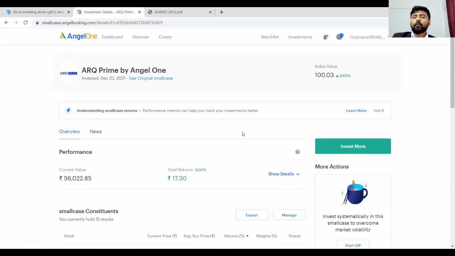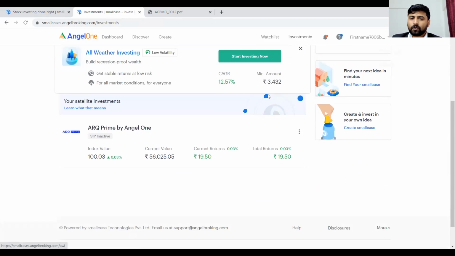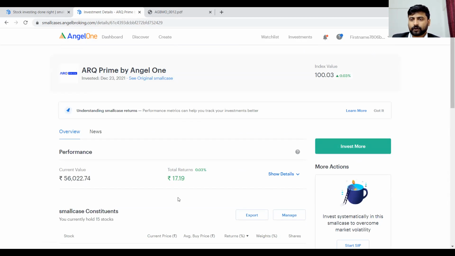Now, what if you wish to invest more in a particular smallcase after a period of time? It could be the next day after your first investment, one month, two months, six months, any day you wish to invest more in the smallcase of your choice. What you have to do is very simple. You have to log in. You have to first come to smallcases.angelbroking.com. You have to click on investments, scroll down and click on the smallcase of your choice.